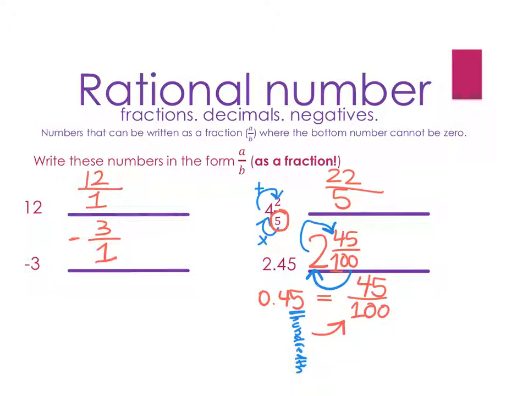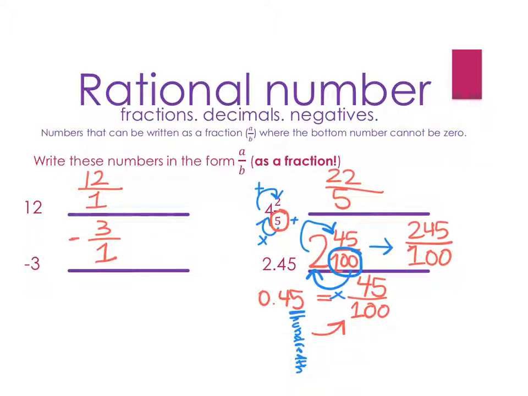It's not in the form A over B yet. It's a mixed number. It's not a fraction yet. So what we have to do is multiply this and then add here. So it's 100 times 2, 200. And 200 plus 45 equals 245. And what number goes on the bottom? Exactly, the same number stays on the bottom. I had 100 on the bottom over here, so I'm going to put 100 on the bottom over here. So 2 45/100 in the form A over B would be 245 over 100.